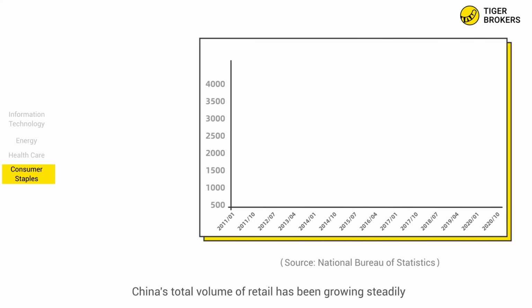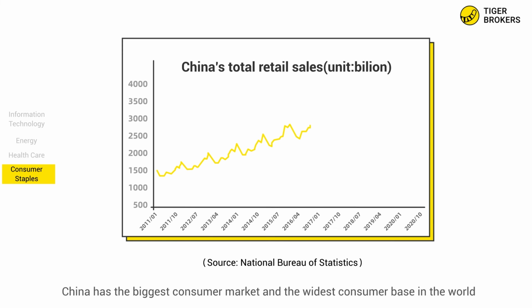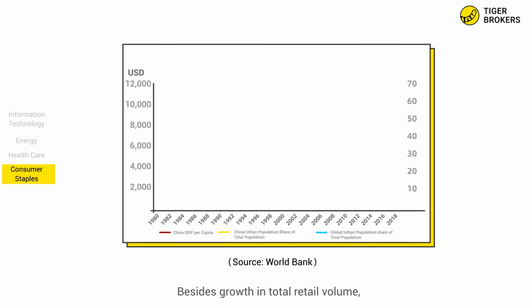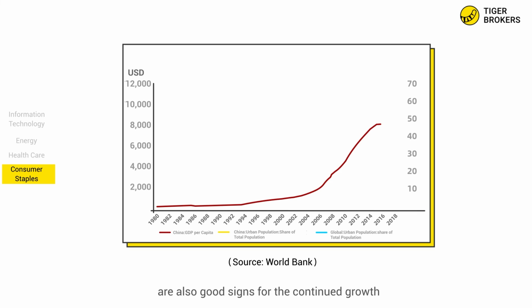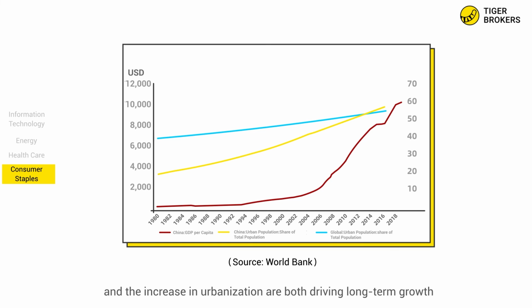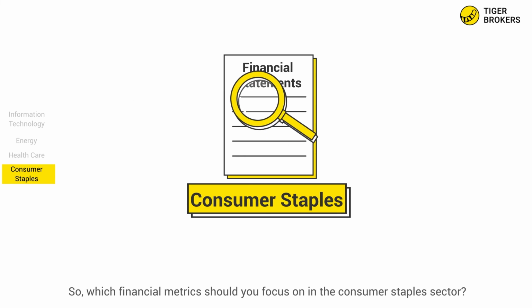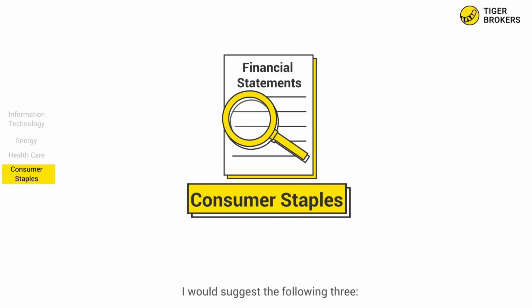Over the past decade, China's total volume of retail has been growing steadily. China has the biggest consumer market and the widest consumer base in the world. Besides growth in total retail volume, its rapid urbanization and per capita GDP growth are also good signs for the continued growth of the consumer staples sector in China. The increase in its per capita GDP and the increase in urbanization are both driving long-term growth of the consumer staples sector in China. So, which financial metrics should you focus on in the consumer staples sector? I would suggest the following 3.